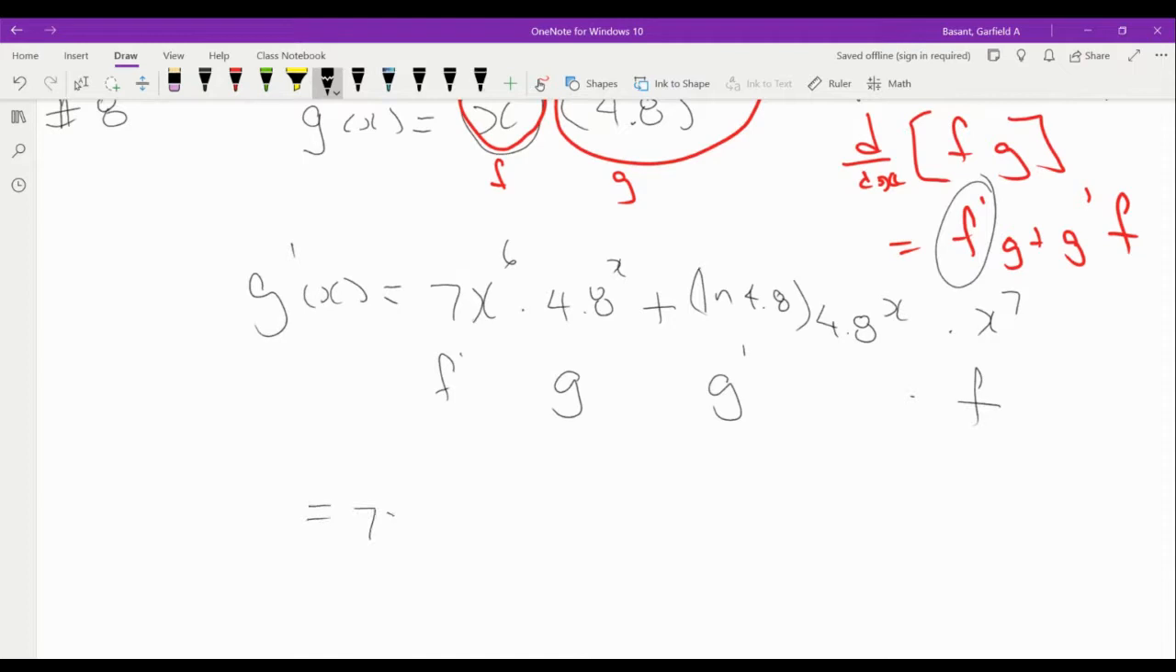Let's write it here. 7x to the 6 times 4.8 to the x power plus the ln of 4.8 times 4.8 to the x times x to the 7th. Louis, come on, it's not so bad.